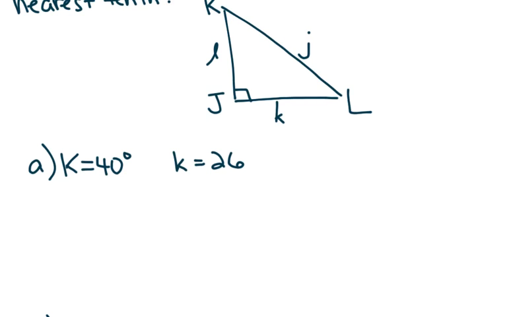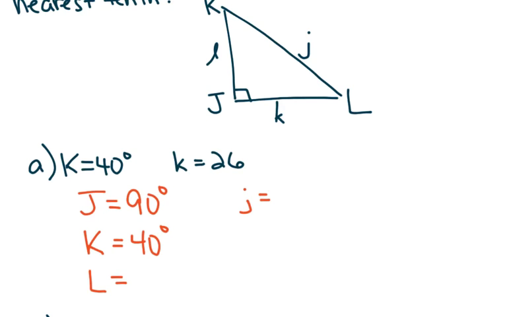So let's see, what is this in alphabetical order? It's going to be J, K, L, so I'm going to start with this. In the picture, angle J is 90 degrees. They just gave me that angle K is 40 degrees. I don't know little j. I do know little k is 26, and I don't know little l.